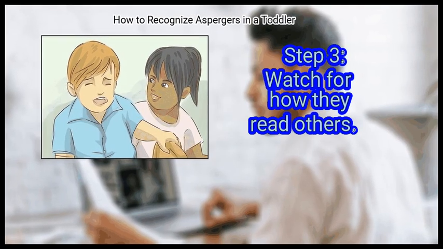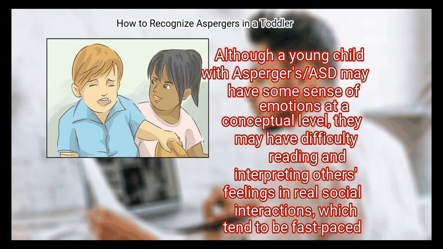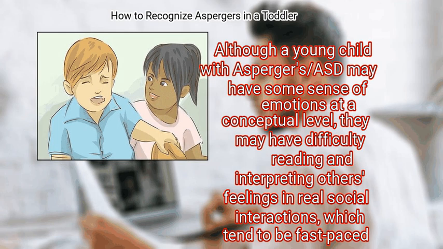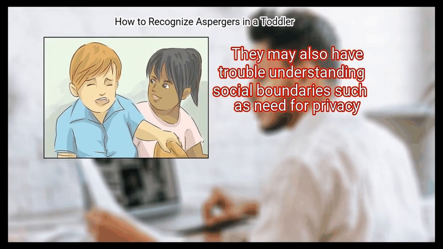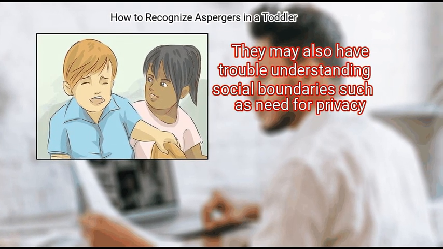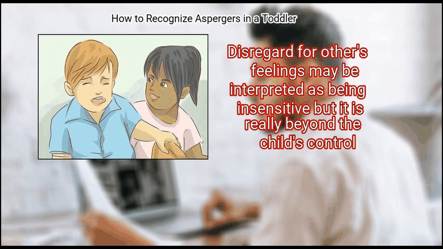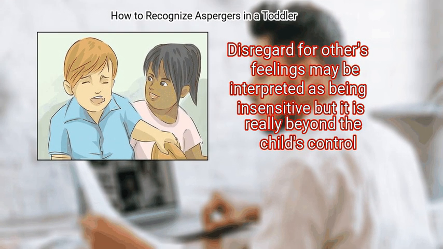Step 3. Watch for how they read others. Although a young child with Asperger's, ASD may have some sense of emotions at a conceptual level, they may have difficulty reading and interpreting others' feelings in real social interactions, which tend to be fast-paced. They may also have trouble understanding social boundaries such as need for privacy. Disregard for others' feelings may be interpreted as being insensitive, but it is really beyond a child's control.